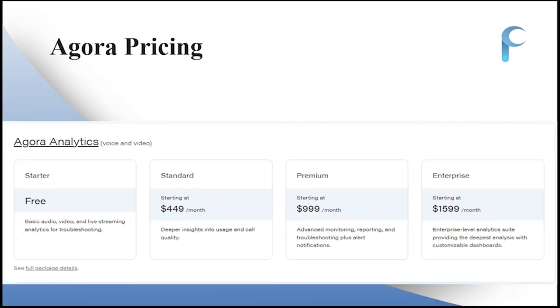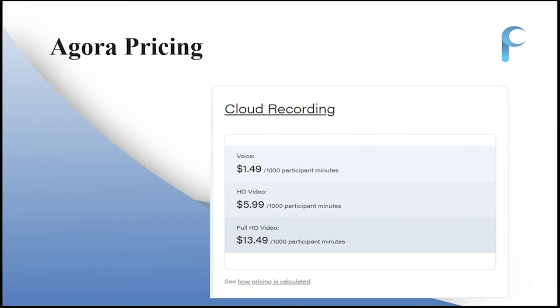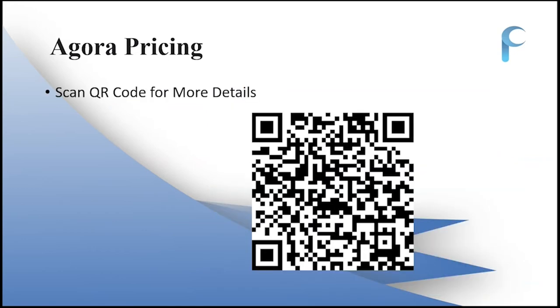Agora provides analytics of voice and video. The starter plan is free. Standard, premium, and enterprise are paid plans. Agora provides cloud recordings. You can record video and audio calls on the cloud. To get more information about Agora pricing plans, you can scan the QR code, which has a link to the full details of Agora pricing plans.